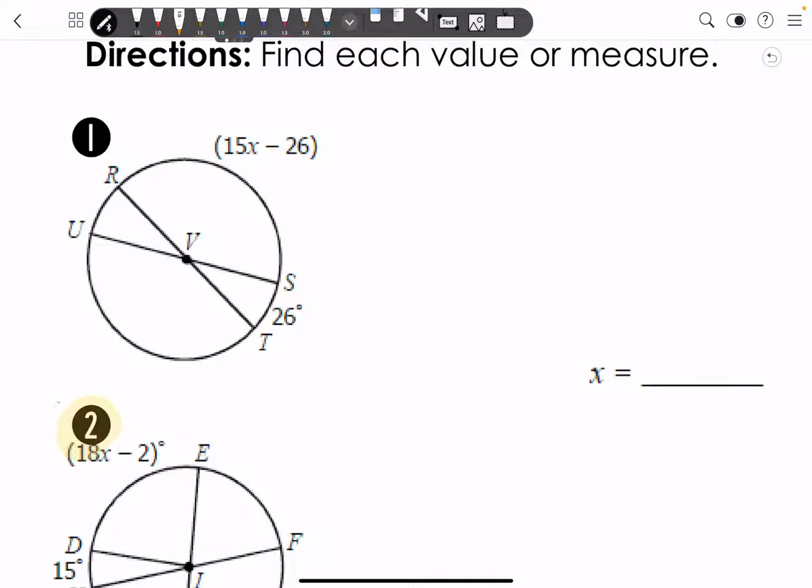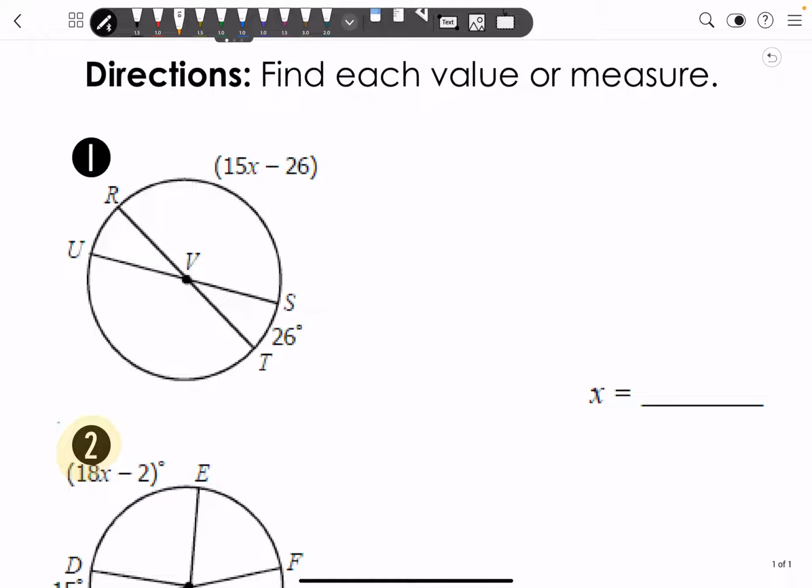So number 1, we are solving for x. What I would look at is what I can create with what they've given me. I know these two are vertical, and I know these two are vertical, which means they're also congruent. Okay, but what if we use what we know about a circle? And we use this diameter RT to find that we have a semicircle here.